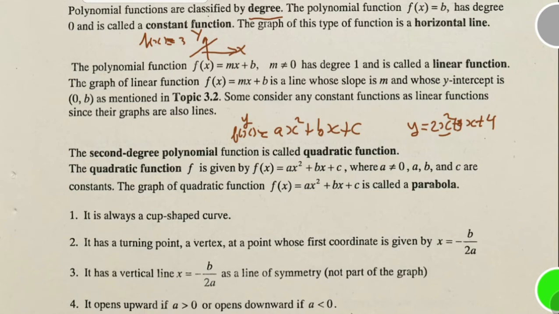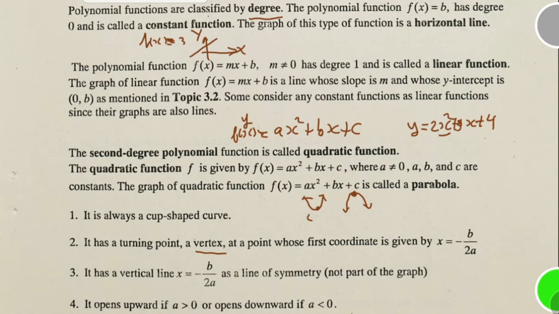Number 1, it is a cup shape, opening upward or opening downward, going down to negative infinity or going up to positive infinity, cup or cap, we can say. Number 2, it has a turning point, the point in the middle: going down and then turning up, or going up and then turning down, like this. This point is called a vertex.